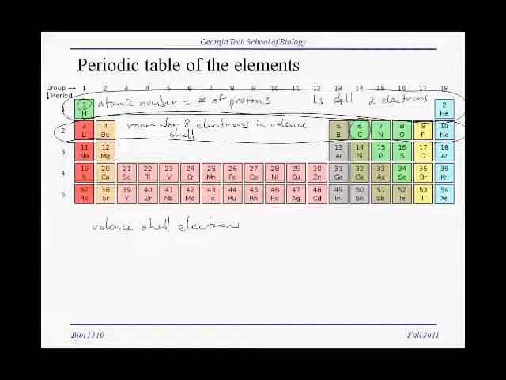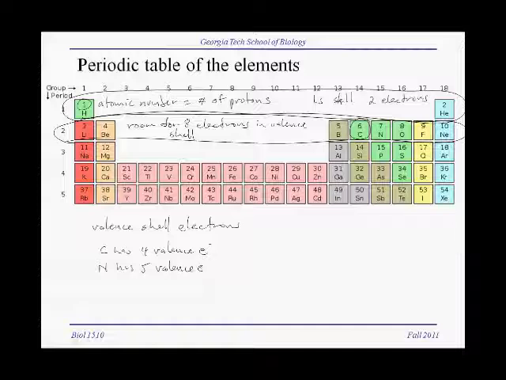Nitrogen, with 7 electrons, has 5 electrons in its valence shell. So carbon has 4 valence electrons. Nitrogen has 5 valence electrons. Oxygen has 6 valence electrons.